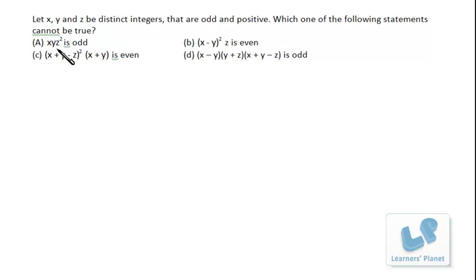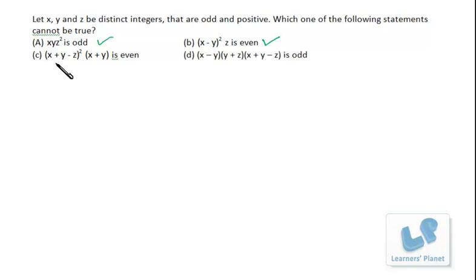Okay, so let's check the first statement. X is an odd number, Y is an odd number, and the square of an odd number will be odd only. So odd into odd will be odd only. So it's true. Now (x minus y) whole square, that is odd minus odd, that will be even, and the square of even will be even, and even into odd will be even, so it is also true.